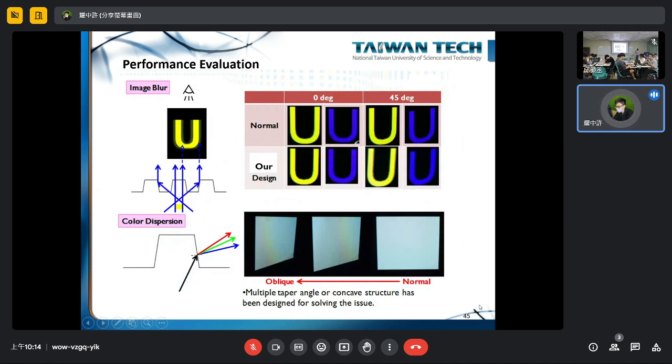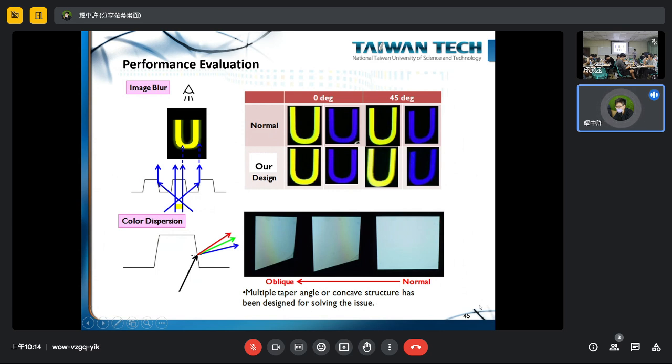For example, if you add a functional film, you can see some image blur in the word here. There's some light coming out. Why? Because you have large angle light encountering the sidewall here and achieve a total internal reflection. This causes some light coming out from the side, from the edge.